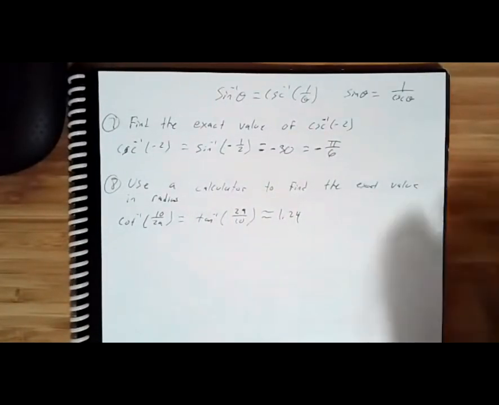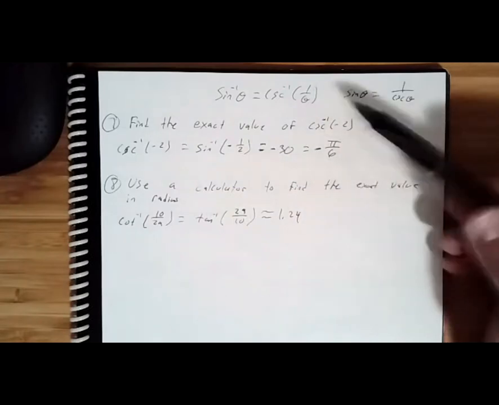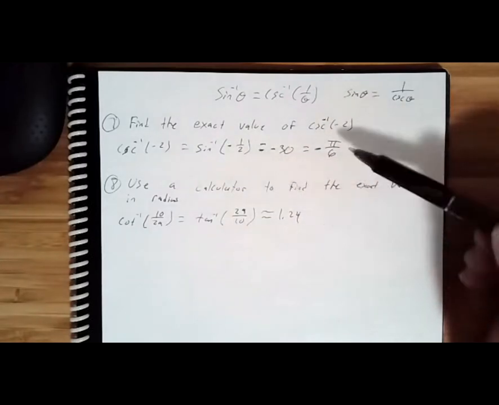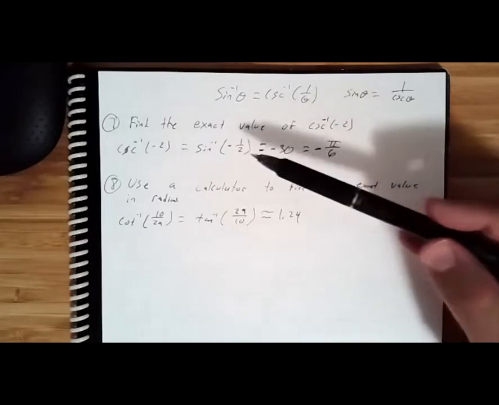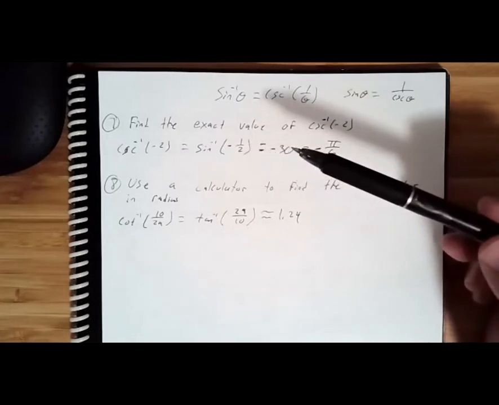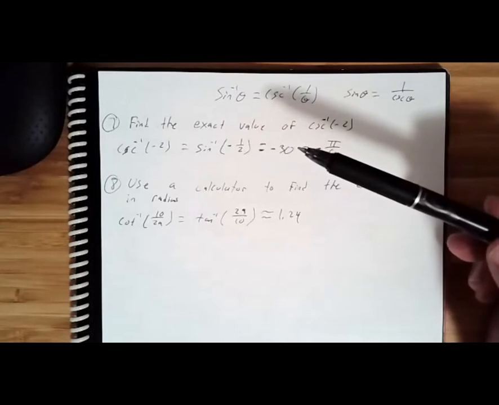So 7 and 8 are very similar. It's the same thing. You just punch in your calculator and give them the answer. It's just that this was on the circle. That was the only difference. So you could have used the circle instead.